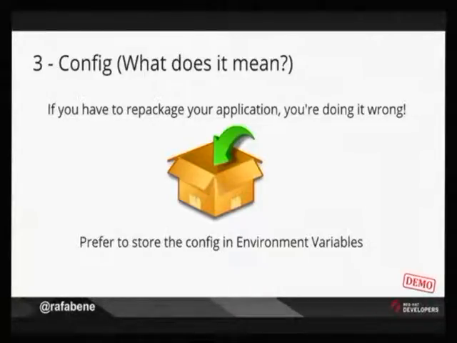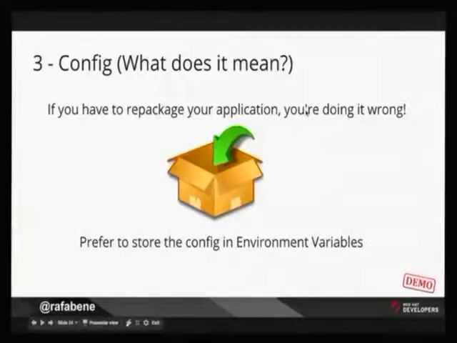We can also use this factor for feature toggles. So suppose that you have a feature in your application that you don't know how stable it is at that moment. You can just use a configuration in the environment that enables that feature. If the feature is not performing the way that you like, you can disable it by changing the configuration. But you don't need to create a new release. You don't need to package your application again.